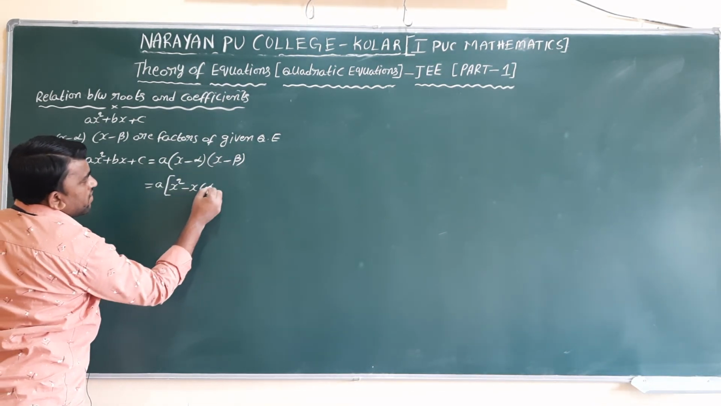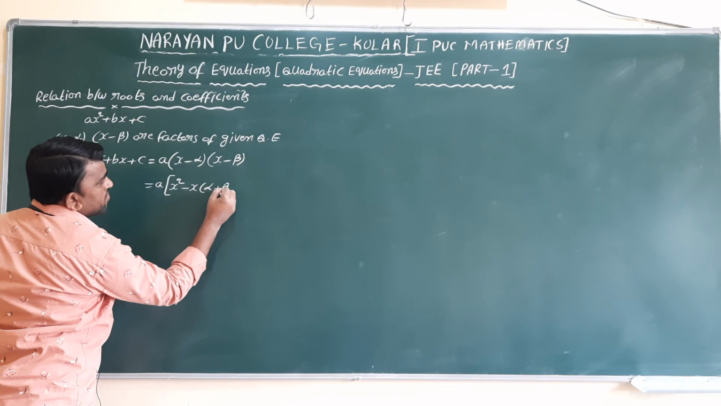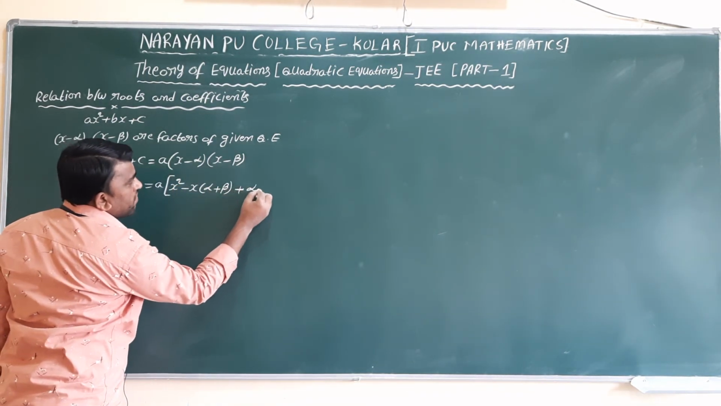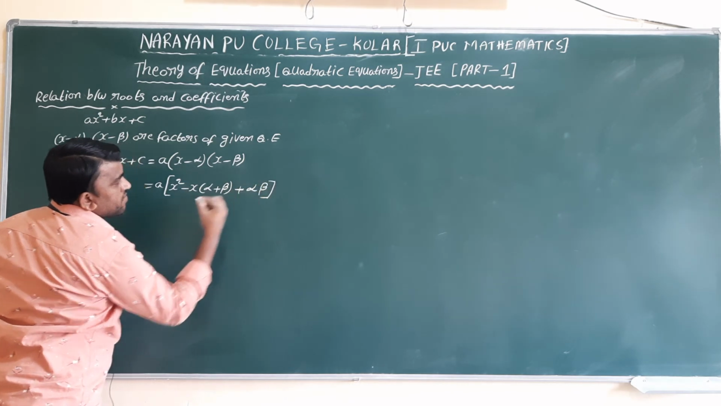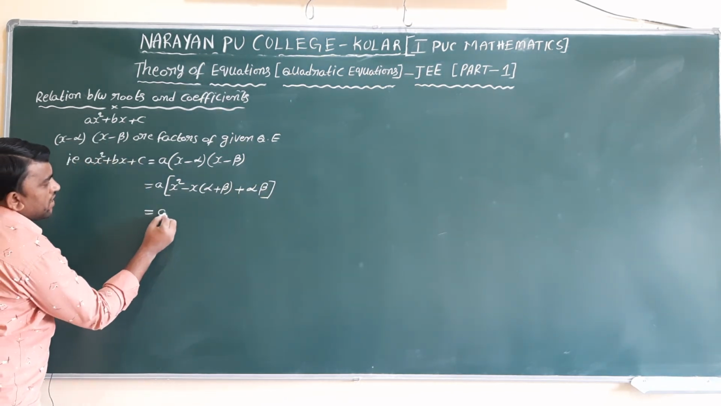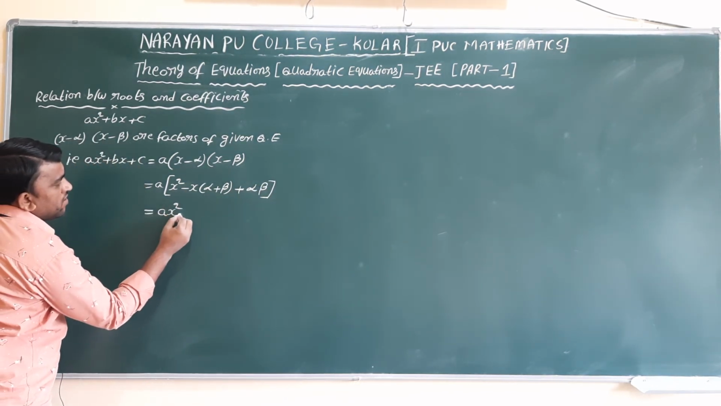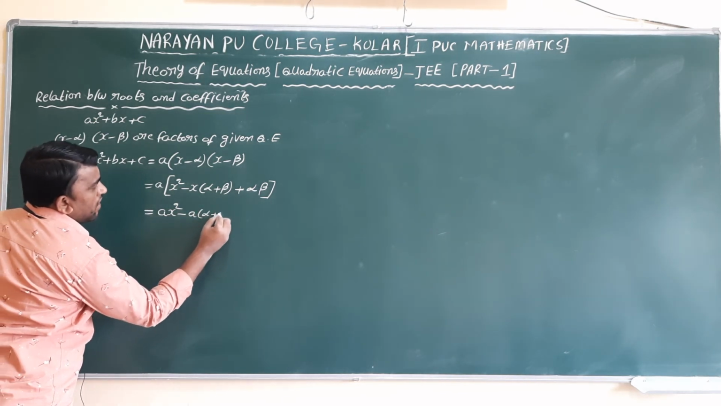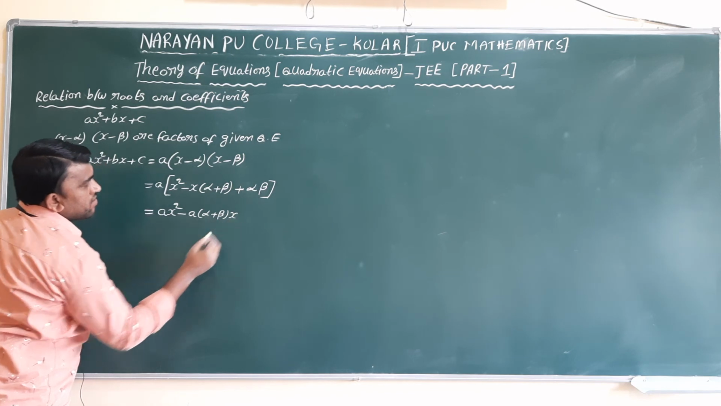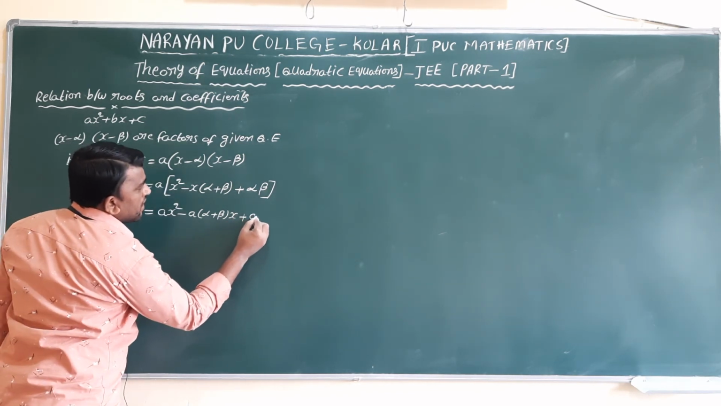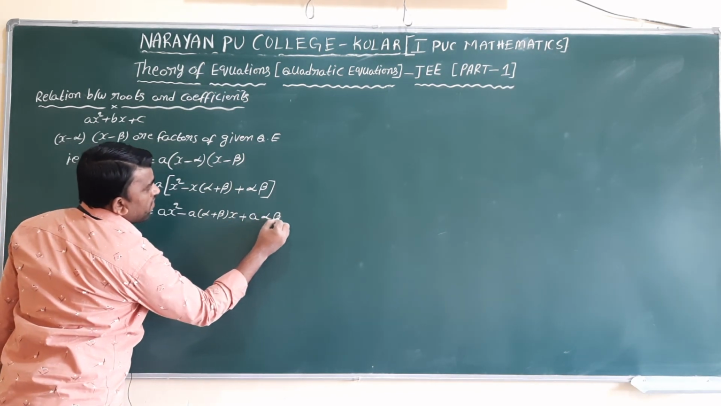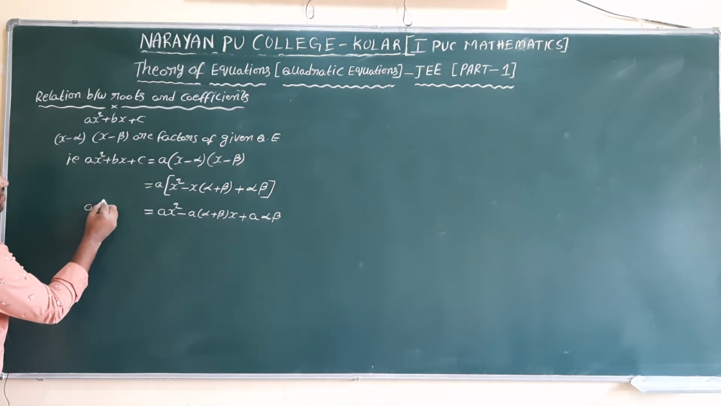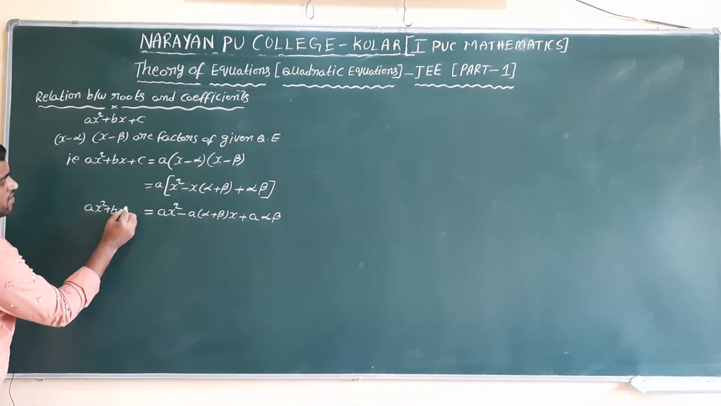minus x take common, alpha plus beta. So minus alpha into minus beta plus alpha beta. Now multiply with a: ax square minus a into alpha plus beta into x plus a into alpha beta. That is the right side value. On the left side, ax square plus bx plus c.